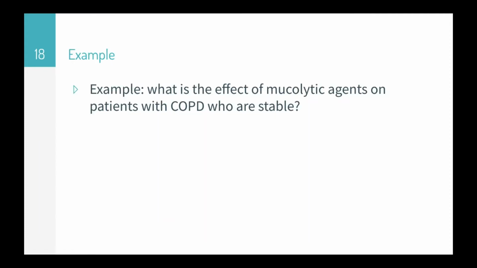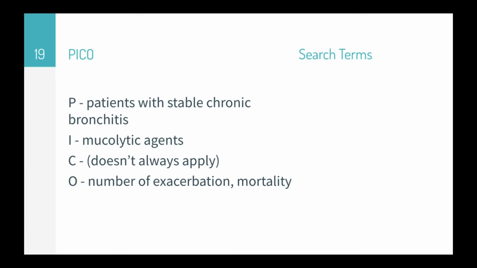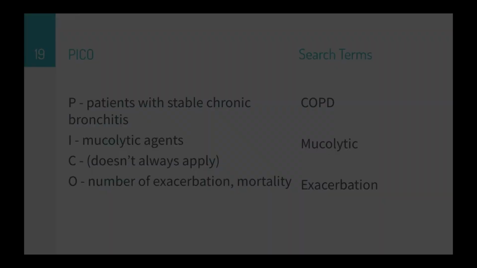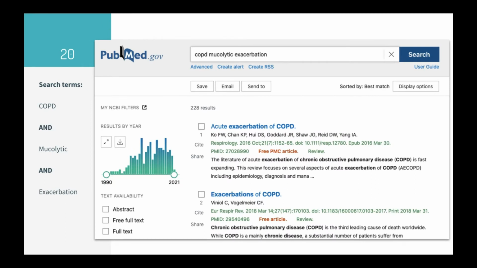I'm going to keep up with our same example here. What is the effect of mucolytic agents on patients with COPD who are stable? Here are our search terms we're going to start with. In the example I showed earlier, I had COPD or chronic bronchitis, mucolytic or placebo, and exacerbation or mortality. But to start with, I want to keep things a little bit more simple because I'm still trying to get an idea of the scope of what's even available in PubMed. So this is my search, COPD, mucolytic, exacerbation, and I have 228 results.